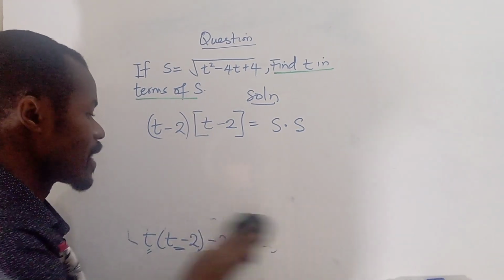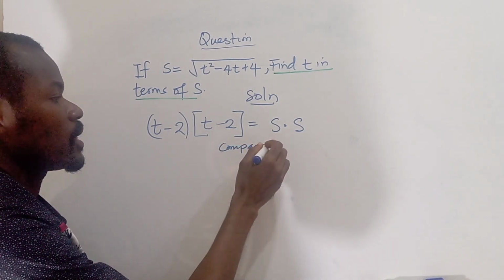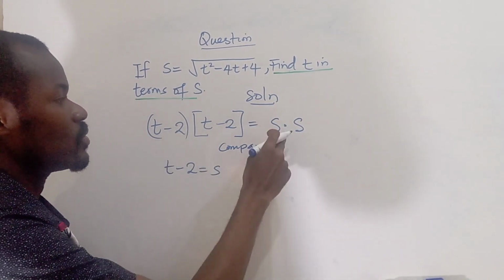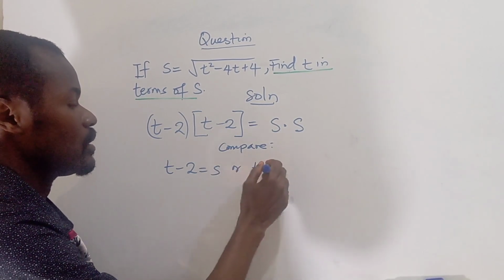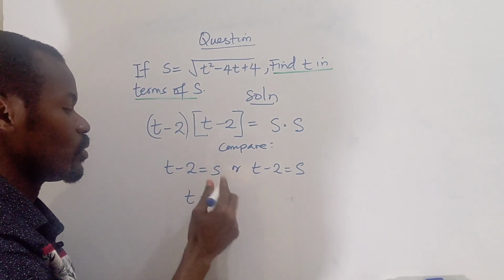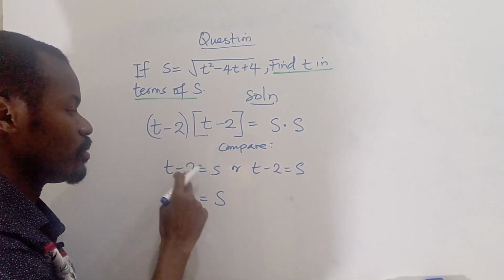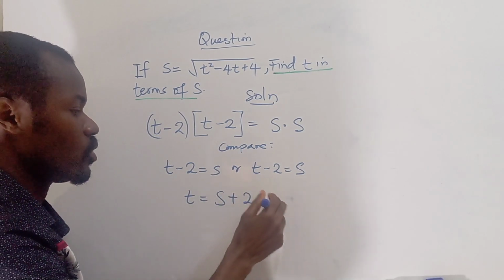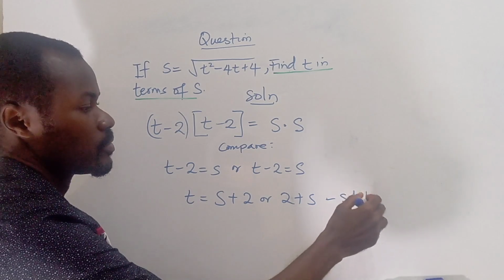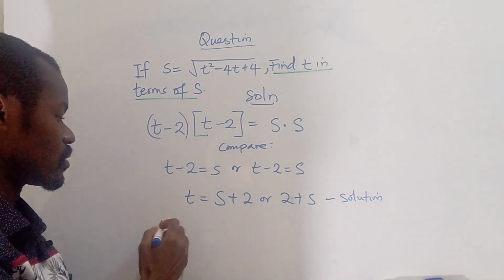Now from this, we can simply compare. If you compare, you see that t minus 2 is equal to s. This is equal to this, so t minus 2 is equal to s. So if we make t the subject, we add 2 to both sides, and it's going to be s plus 2, or 2 plus s. So this is one solution to this problem. But we also have another solution.